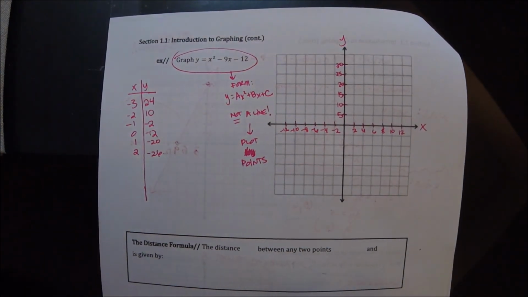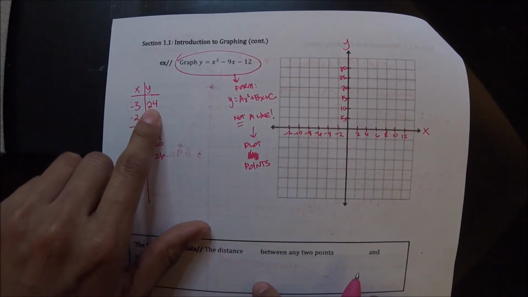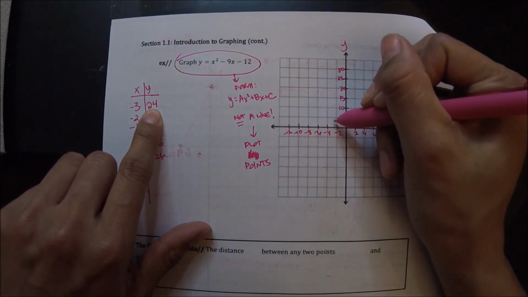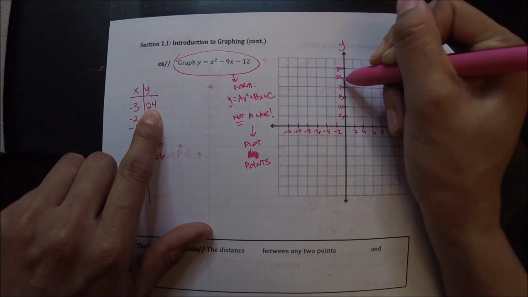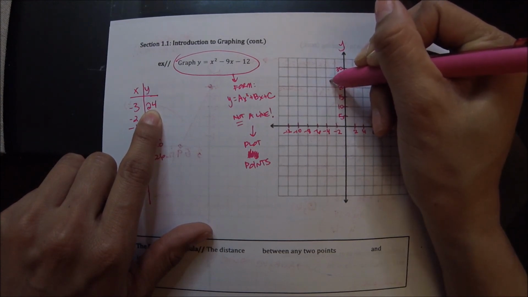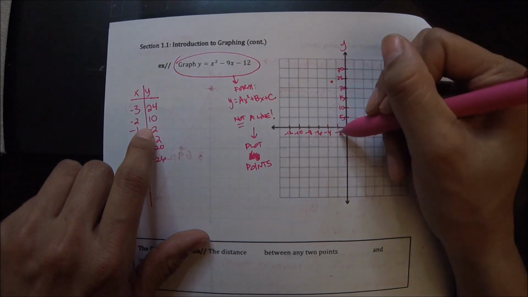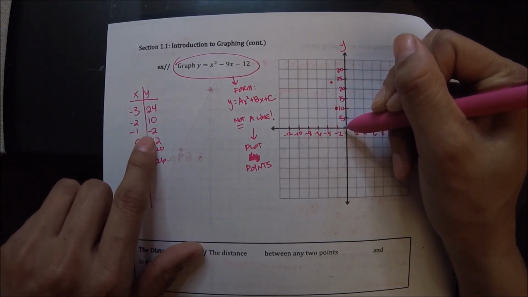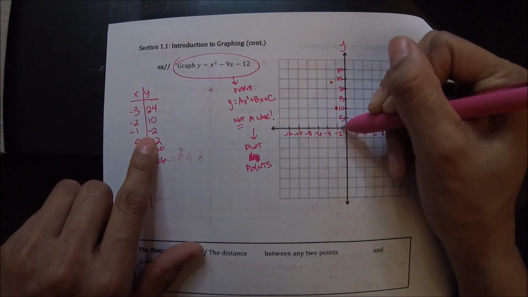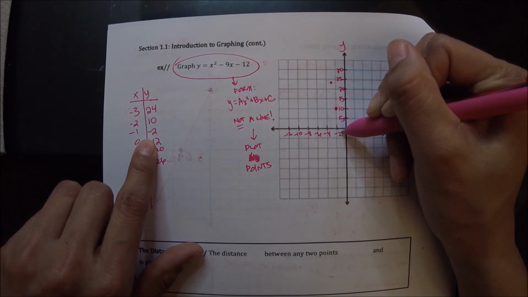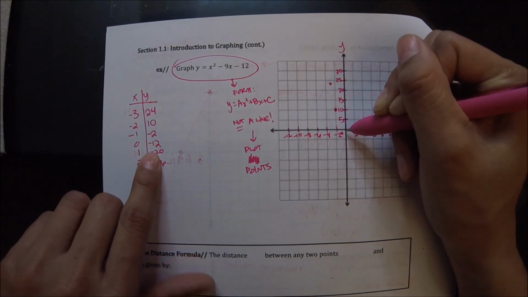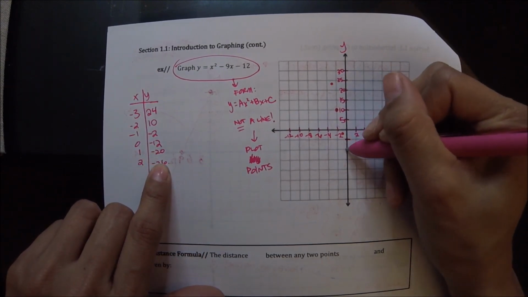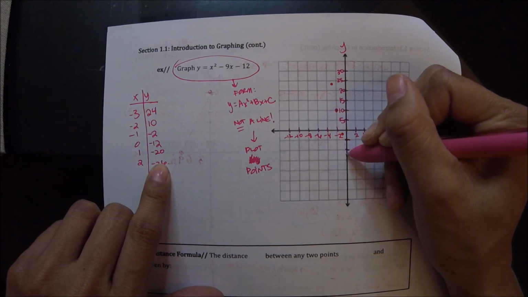Okay. So if I plug in -3, it gives me 24. So that's about here. And then -2 goes up to 10. -1 goes down to -2. So this is -1, and so I have to go down to -2. Maybe about there. At 0, I go down to -12. If I'm going by 5s, that might be about there.